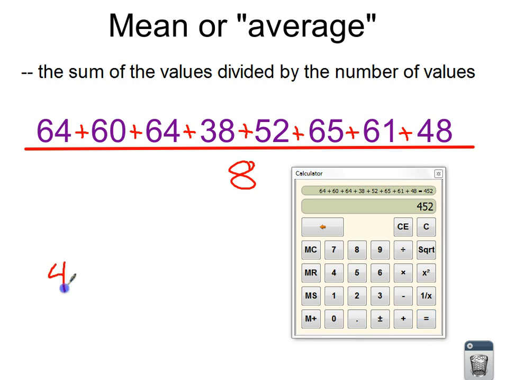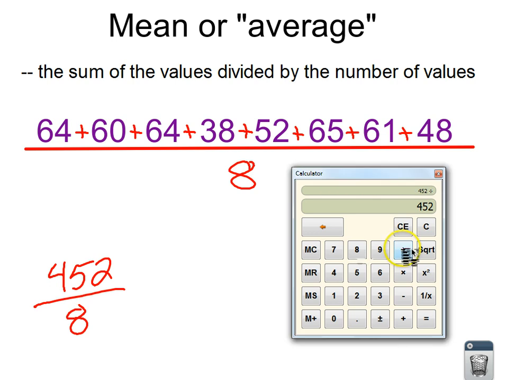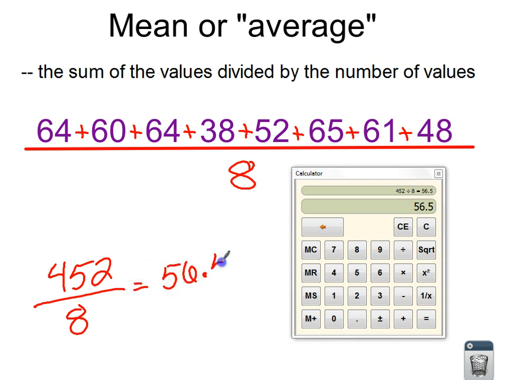So we have 452 divided by 8. Let's do that right now. Divided by 8 inputs gets us, what do we have? 56.5. And if we were dealing with temperature, we could put degrees on there, whatever we were calculating in terms of this particular data. Okay, so 56.5, final answer.